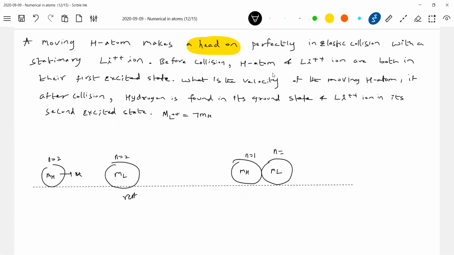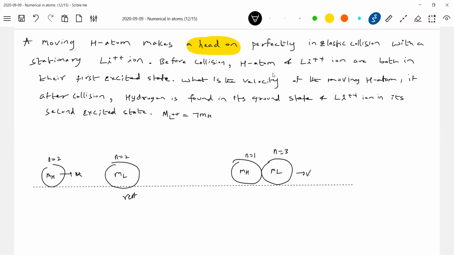Both are in their first excited state. The lithium ion goes to its second excited state. So shall I put n equal to 3? If I write minimum velocity, shall we do it like this? Minimum velocity of the moving hydrogen atom. For any velocity, no. Some velocity less than that is not possible.